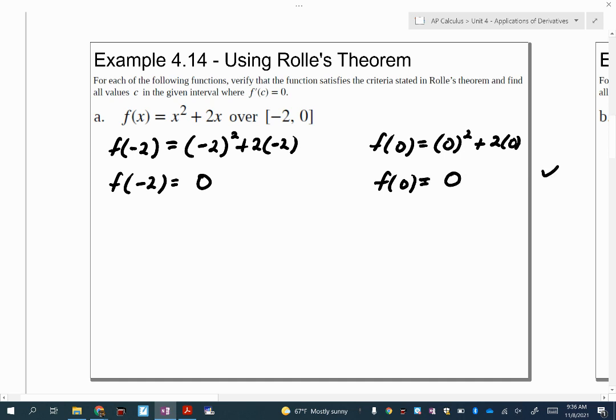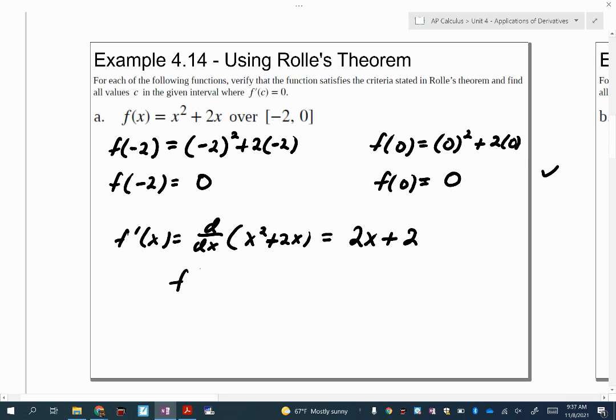So that is a check because both of the endpoints, when you plug their values into the f of x function, give you the same number. The fact that it's 0 doesn't matter. The fact that they get the same number is what's important. So now we are ready to use Rolle's theorem to find the value for c such that when I plug it into the derivative of this function, it makes 0. So let's find the derivative of this function. d/dx of x squared plus 2x is going to be 2x plus 2.